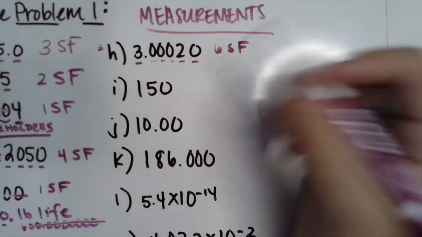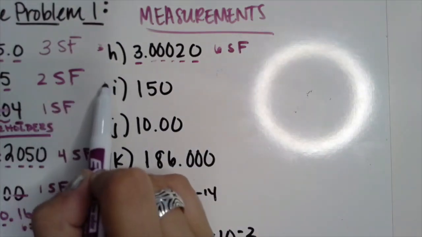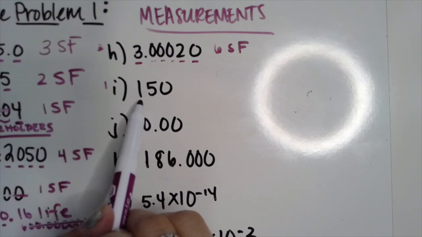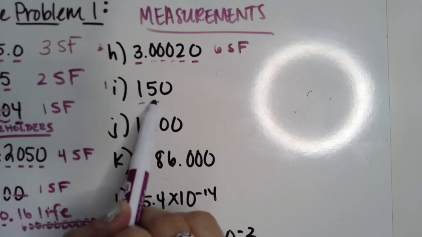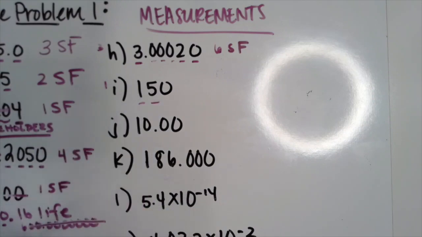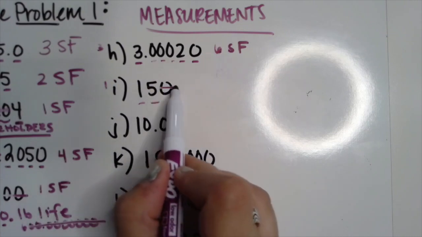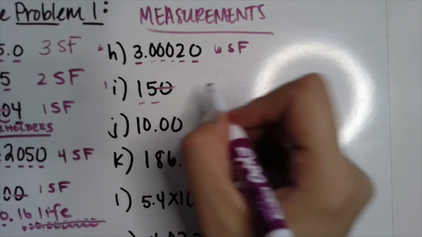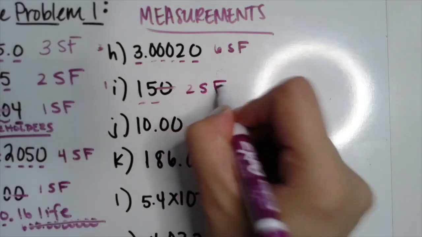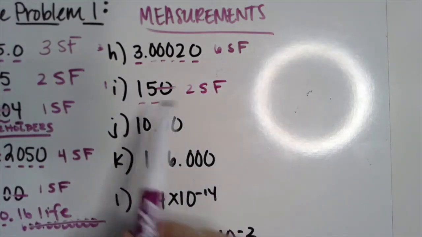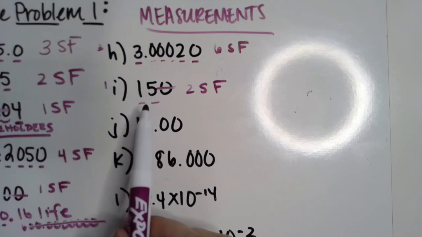I. Now, rule number 1. I have my 1 and I have my 5. So those are both definitely significant. However, I don't have a decimal point here. So this 0 is an approximation. This has 2 significant figures. This is like saying, oh, I have like $150 in my bank account. It might not be exactly 150, but it's about 150.